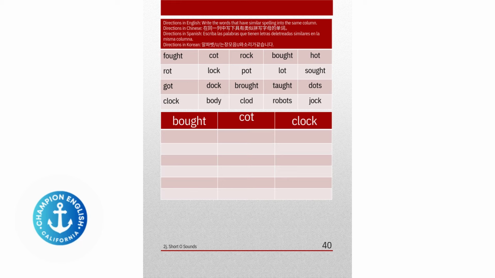Hello. Okay, students. Now we're going to put the words that sound the same and usually are spelt the same in the same column. So bought ends with U-G-H-T, so we'll only put the words with that spelling in that column. In the second column, caught ends with OT, so we'll put the OT words there. And in the third column, we have OCK under clock, so we'll put all of those words in that column.